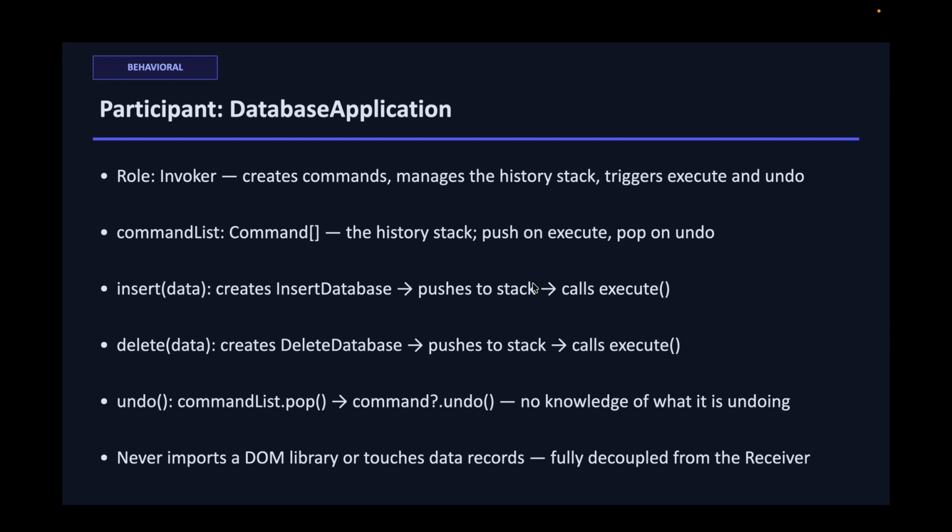So last we have the database application. The database application is the invoker. It maintains the command list, the command array, which is a simple array used as a stack. When you call insert on the invoker, it creates a new insert database command. It pushes it onto the stack and calls execute at the same time. When you call undo, it pops the last command from the stack and then calls its undo method. This is literally the entire mechanism.